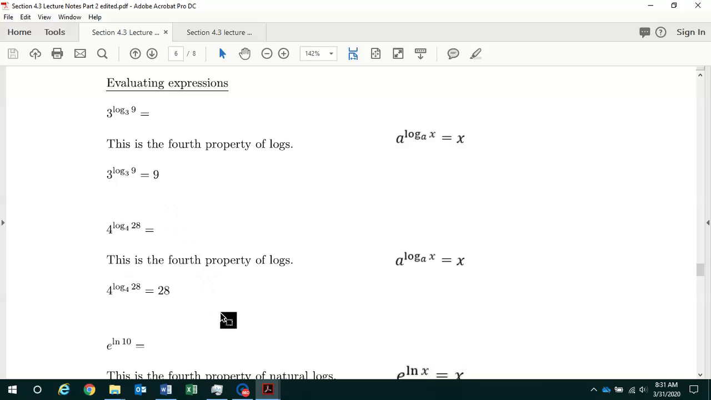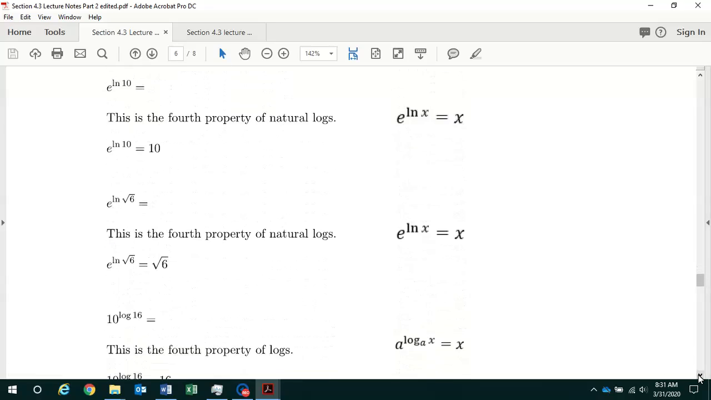In the second example, right, we use that same property again. We evaluate 4 raised to the log base 4 of 28. Well, a in this case is equal to 4, and x in this case is equal to 28. So 4 raised to the log base 4 of 28 is just equal to 28. The 4 raised to the log base 4 basically cancels, and we're just left with 28.